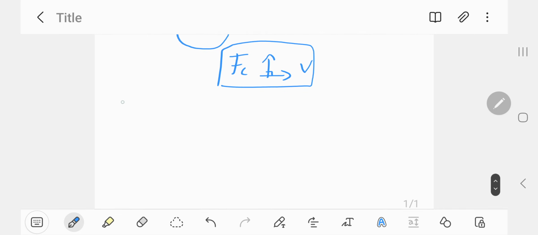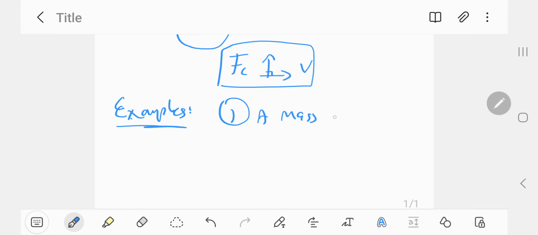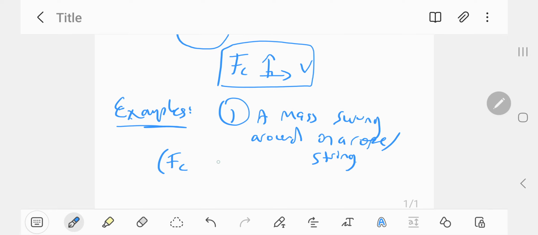So some examples of circular motion. Number one, that's what I talked about just now. It's a mass swung around on a rope or a string. And the centripetal force in this case is basically the tension in the rope, the force provided by the rope.